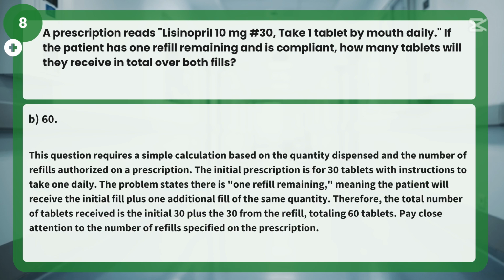Answer: B. 60. This question requires a simple calculation based on the quantity dispensed and the number of refills authorized on a prescription. The initial prescription is for 30 tablets with instructions to take 1 daily. The problem states there is 1 refill remaining, meaning the patient will receive the initial fill plus 1 additional fill of the same quantity. Therefore, the total number of tablets received is the initial 30 plus the 30 from the refill, totaling 60 tablets. Pay close attention to the number of refills specified on the prescription.